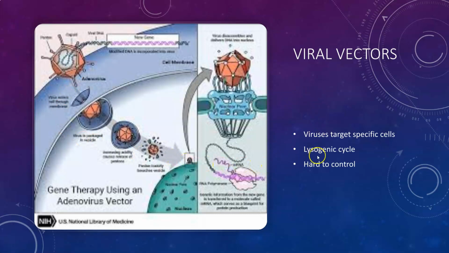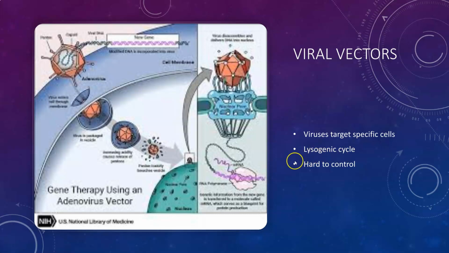The virus you're going to pick is going to work through the lysogenic cycle. Remember, the lysogenic cycle is where the virus gets in and then copies its DNA and genome into the cell's genome. By doing that, you would have a copy of the good gene potentially in that cell.